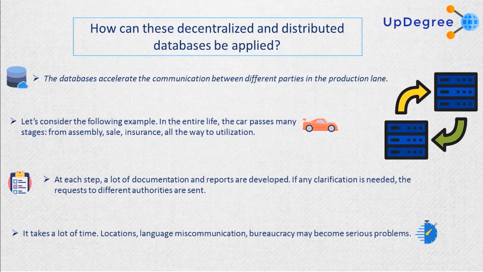Let's consider the following example. In its entire life, a car passes many stages from assembly, sale, insurance, and into utilization. At each step, a lot of documentation and reports are developed. If any clarification is required, the request goes to different authorities. It takes time, and location, language, and bureaucracy may become serious problems. Whereas this can be solved by a decentralized one.